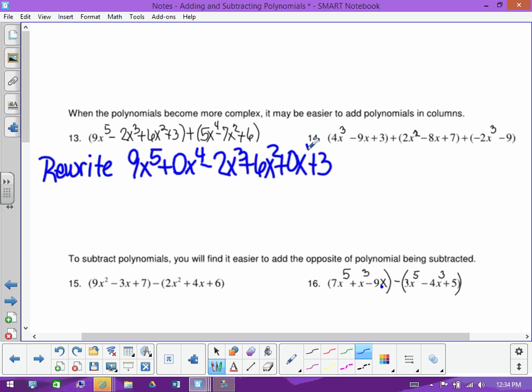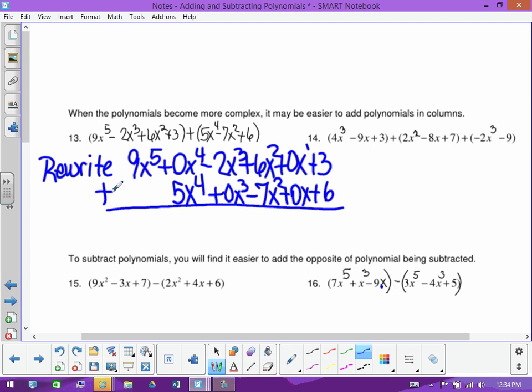Okay, the other one says plus. Well, I'm going to write these underneath where they match up. 5x to the 4th. I don't have an x to the 3rd thing, so I'm just going to put a 0. I have a minus 7x squared. I don't have an x term, so I'm going to put 0 plus 6. And then I'm just going to add. They're both valid ways. It makes no difference. It's the same answer. Pay attention to what you're doing.